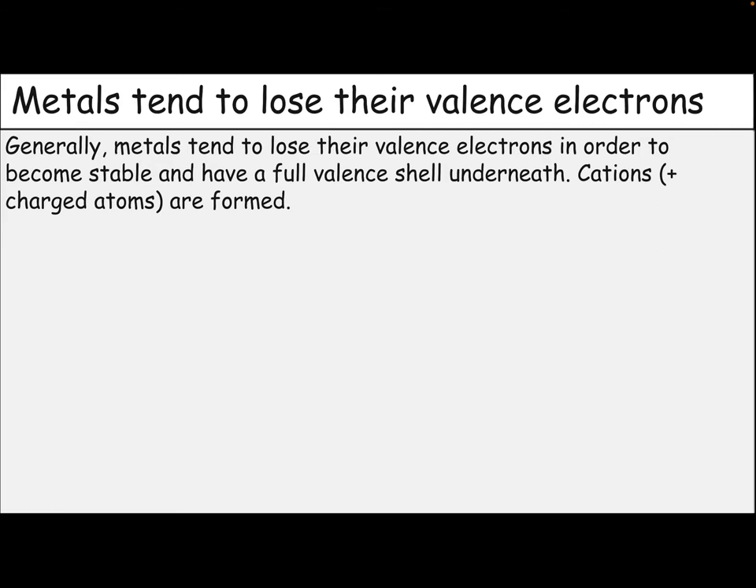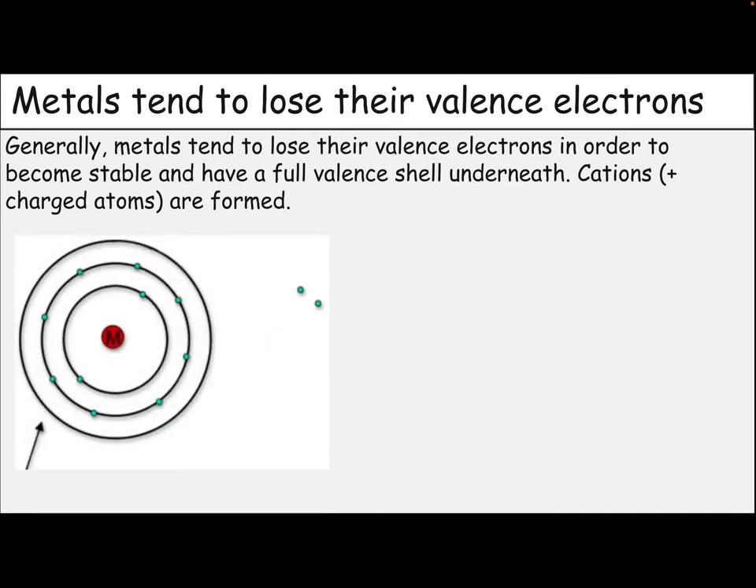So let's talk about metals and their valence electrons. Metals tend to lose their valence electrons. Remember, valence electrons are the electrons that are found in the outer energy level of an atom. When we talk about metals, generally, metals tend to lose their valence electrons in order to become stable and have a full valence shell underneath. Cations, or positively charged atoms, are formed as a result.